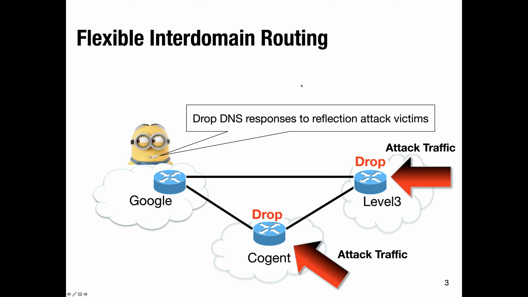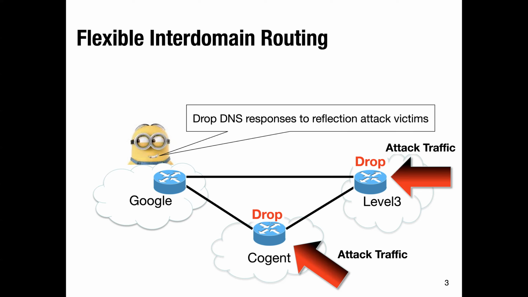Okay. So, talking about flexible interdomain routing, if there is an attack going on and you want to stop that attack, then it makes sense to drop it as close as possible to the source of the attack traffic. Think about the DNS amplification attacks that are very popular. You probably have heard about them in the mainstream media, where they were responsible for huge outages across the internet.